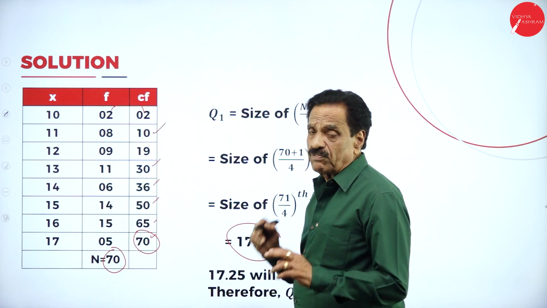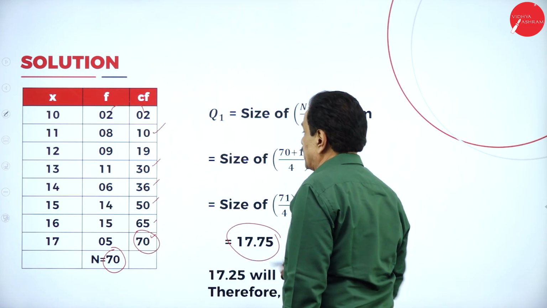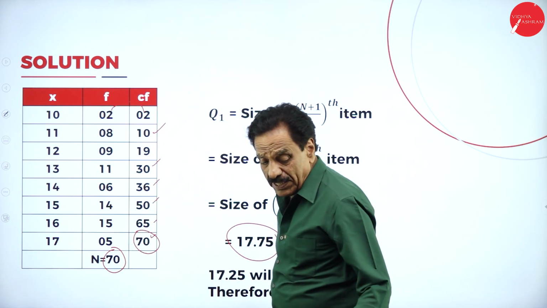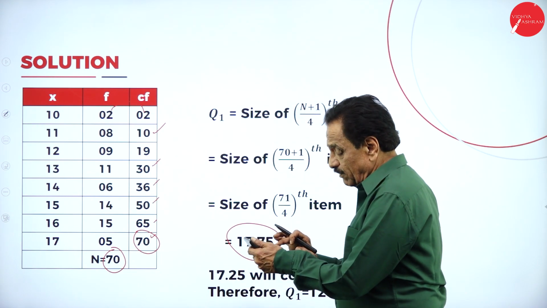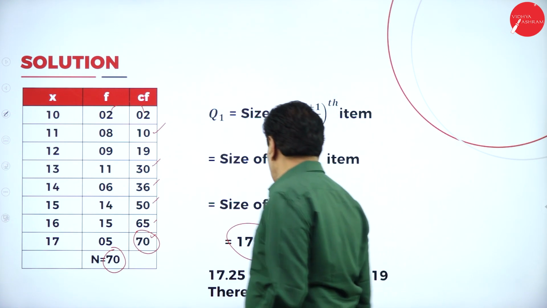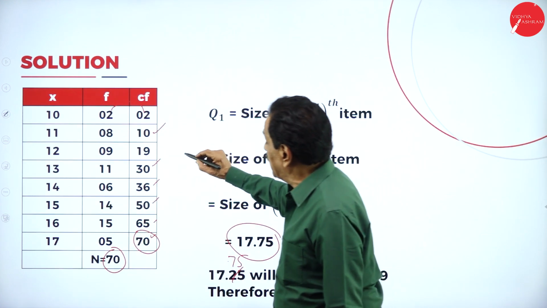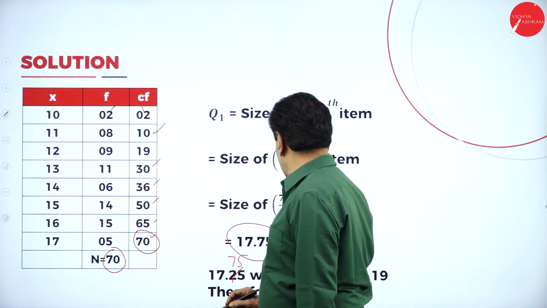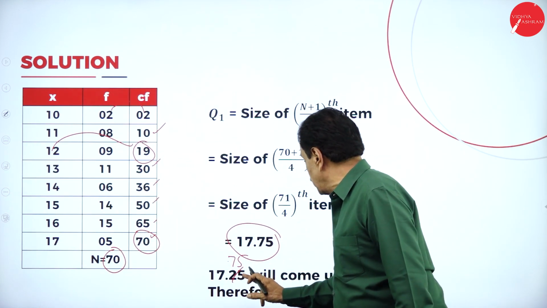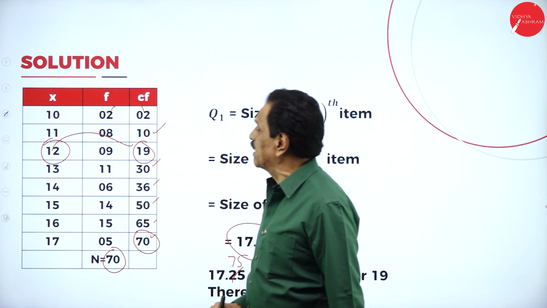Where the 17.75 comes, it comes under 19. 71 divided by 4 is 17.75, and this will come under 19. The concerned number is 12. So Q1 is 12.